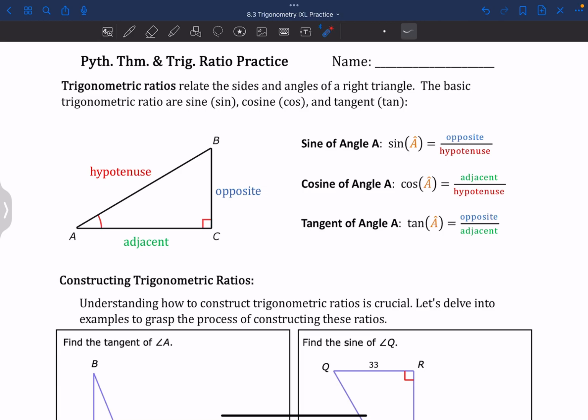All right, this is the second video within our trigonometry unit. It is covering trigonometric ratios. And this new concept allows us to relate the sides and angles of a right triangle. So instead of just looking at the sides with Pythagorean theorem, now we get to add in the angles. This is the introduction of trigonometric ratios.